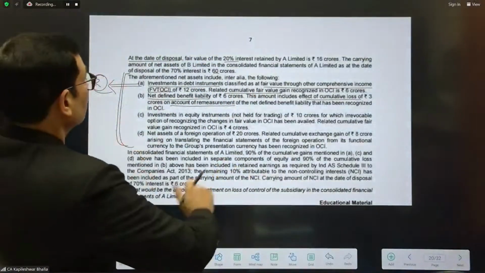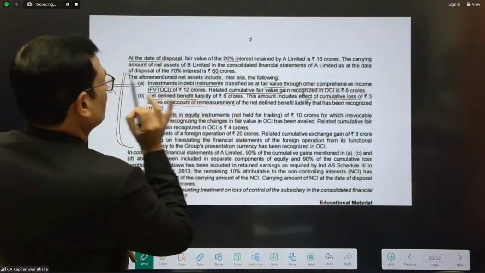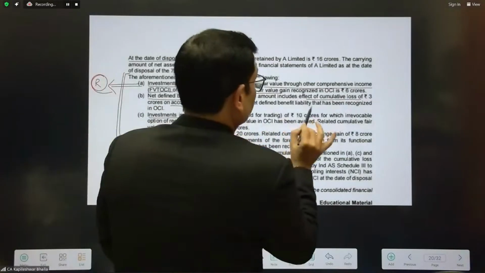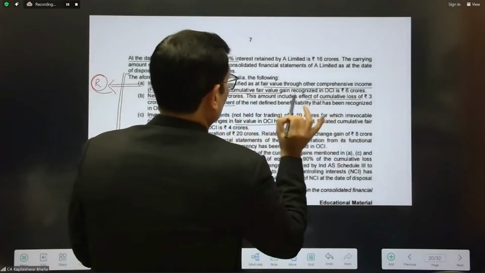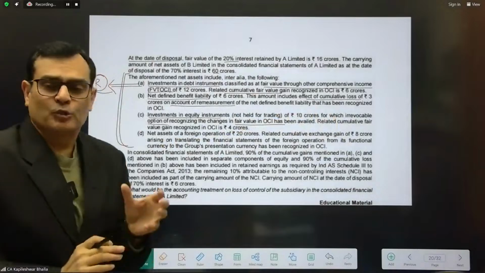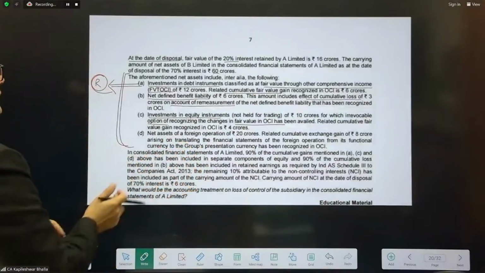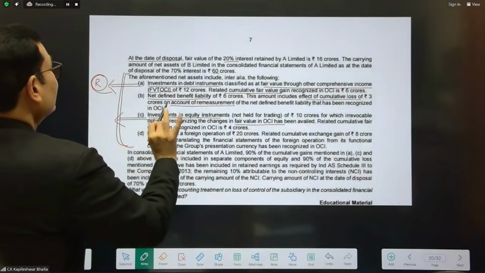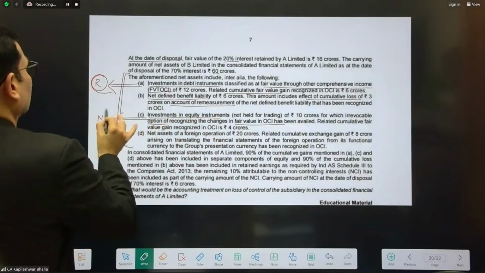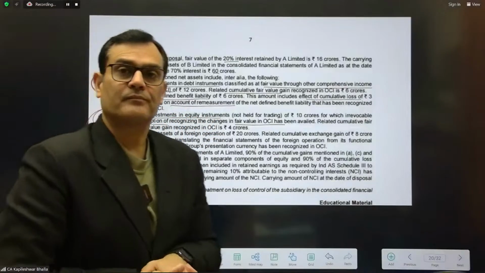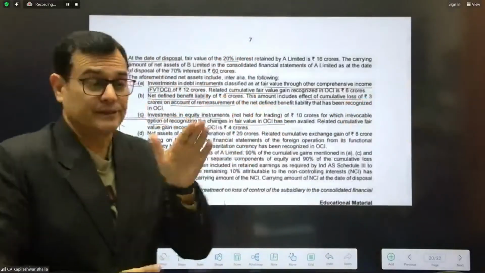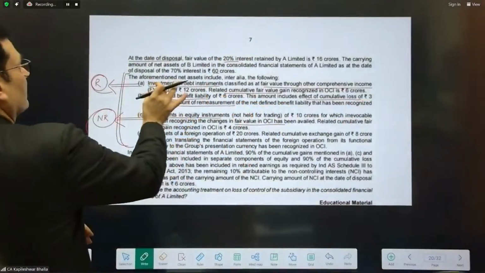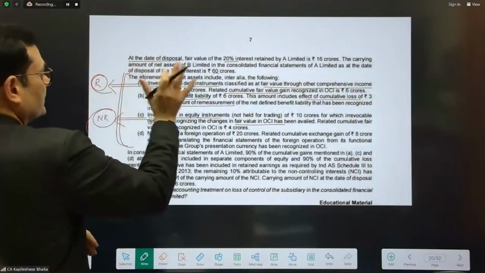Let's go to point number C. It says investments in equity instruments, and that is 10 crores, for which an irrevocable option of recognizing changes in OCI is being availed. You're going to see in terms of Ind AS 109, once we cover financial instruments, that equity instruments is always NR, which is without recycling. A debt investment at FVTOCI is R, and equity investments at FVTOCI is supposed to be NR. So in this particular case, this amount goes in the P&L and this amount enters in the RE.